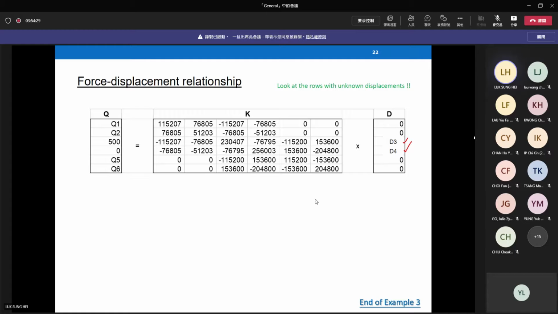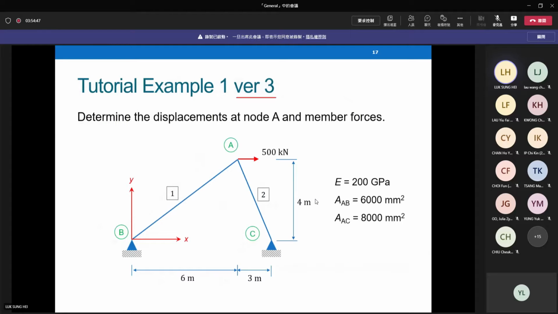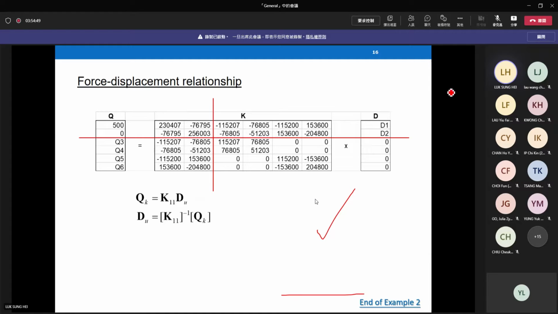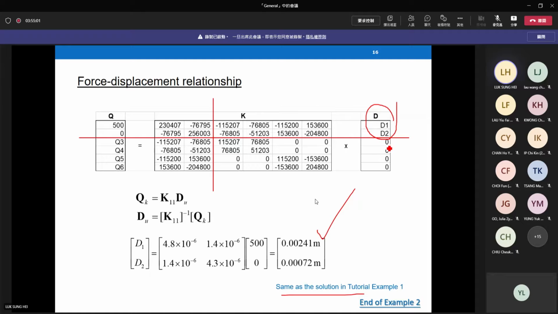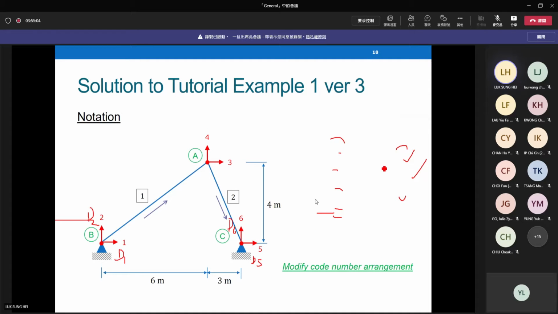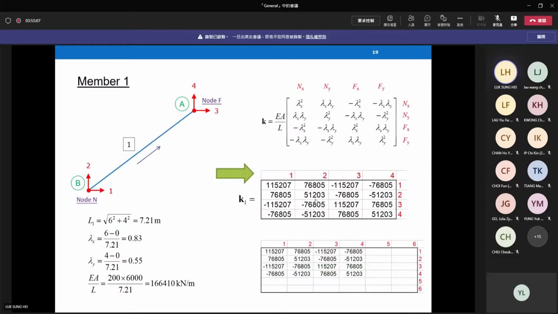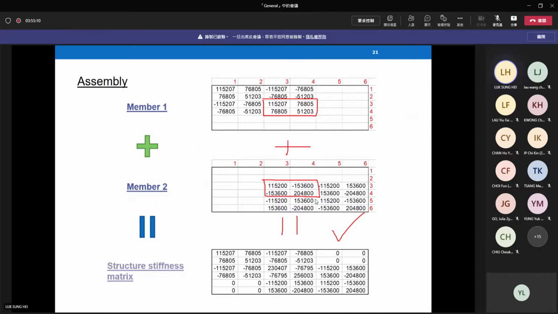So where is schema 1 in this plot? This is the plot when you assign code number in arbitrary manner. If you follow the textbook method, just like the previous version 2, you start to assign small code number at unknown displacement, and the outcome is that unknown displacement always appears at the top few rows. If you assign code number like me in arbitrary manner, right here in version 3, then unknown displacement probably occurs at the middle or even at the bottom.